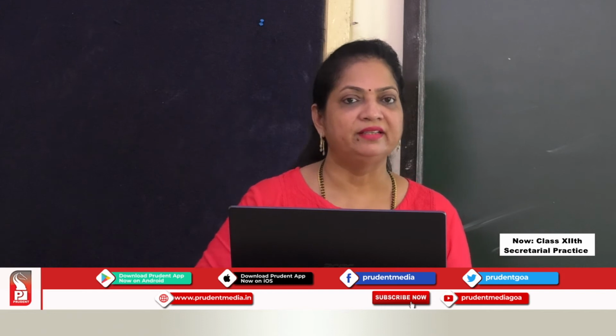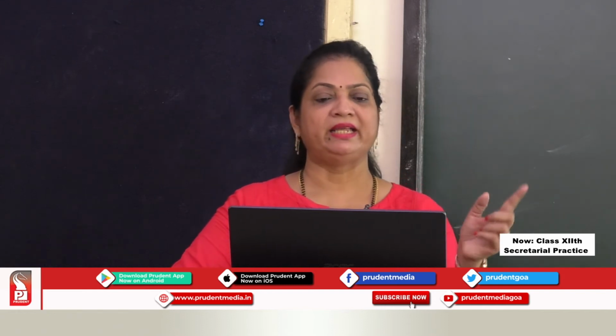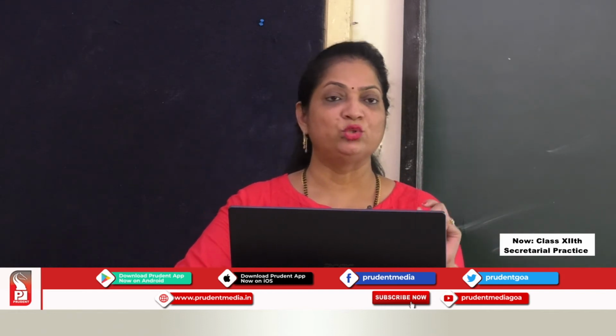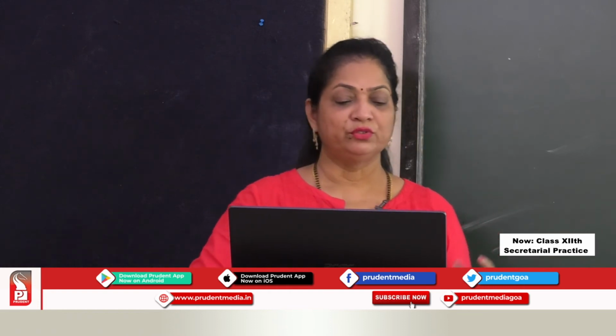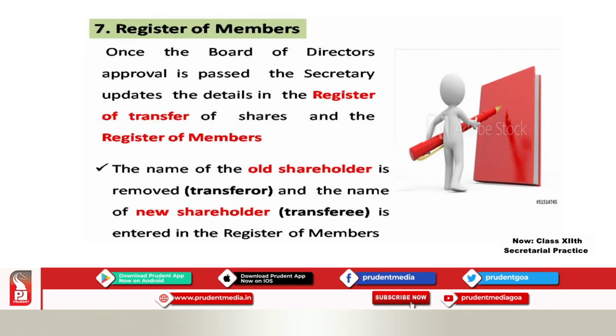So, only when the shares are transferred, information will be entered in this register. So, she has to make the changes in both these registers. Again, as I just told you, the name of the old shareholder is removed and the name of the new shareholder, that is the transferee, is entered in the register of members.